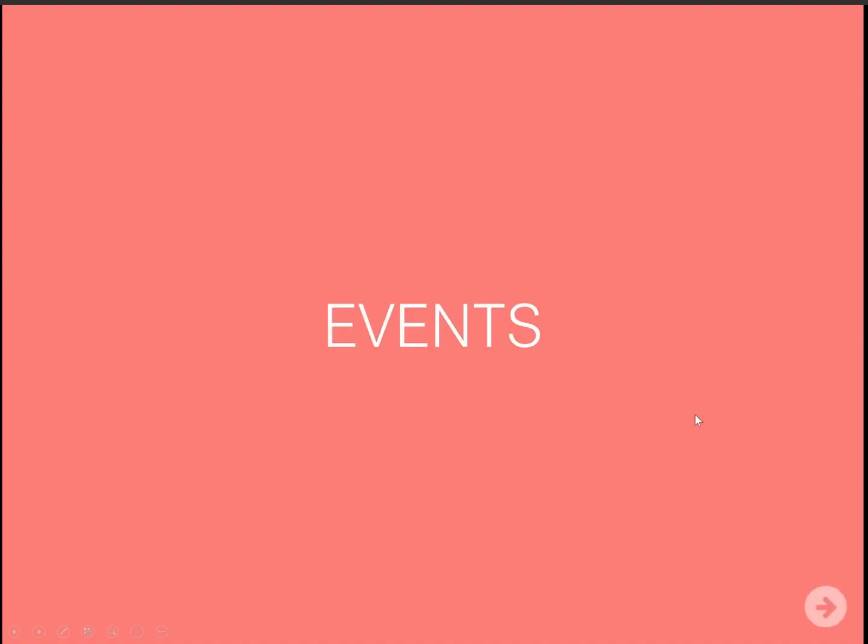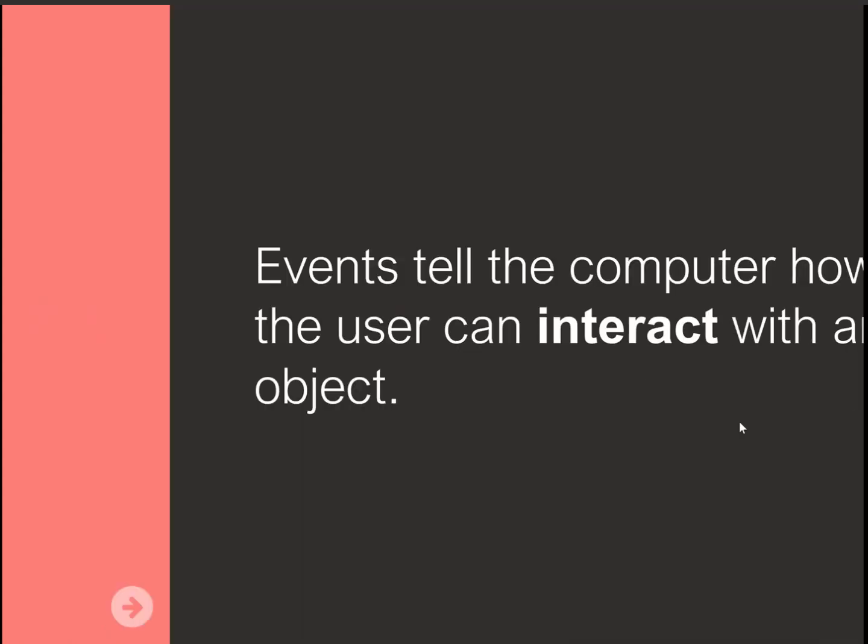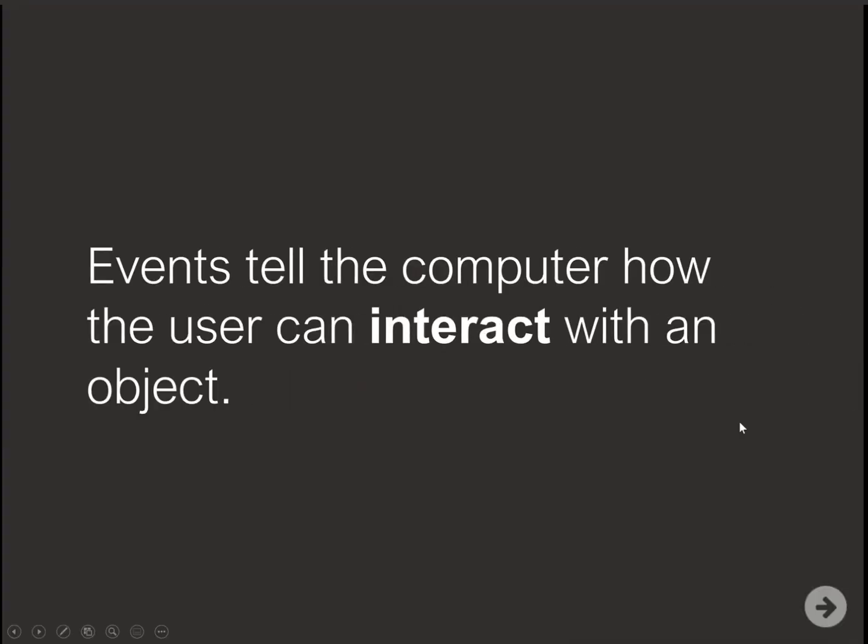And the next one is the events. Events tell the computer how the user can interact with an object. We mentioned that based on events we can do interaction, because for example people will interact with other people, with other objects. Correct? So interactivity is very important. So how to drive the interactivity? We must send events. In fact, it's like a message.